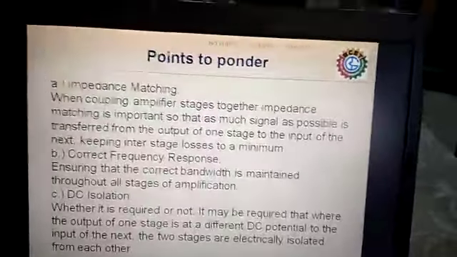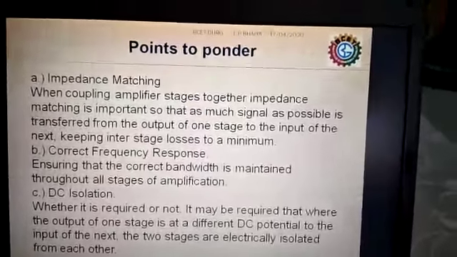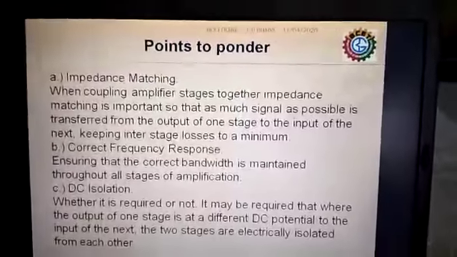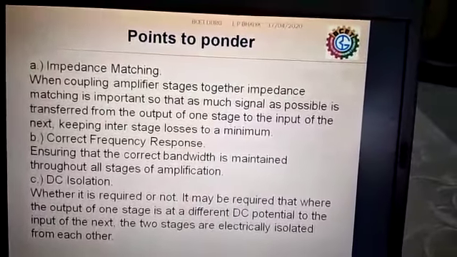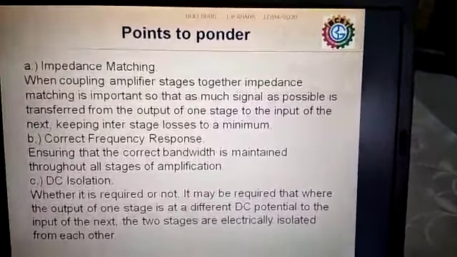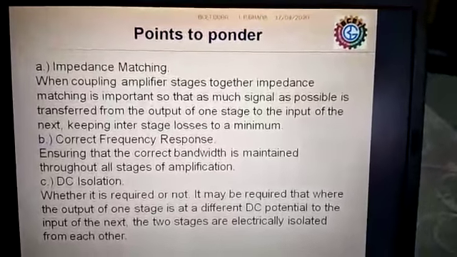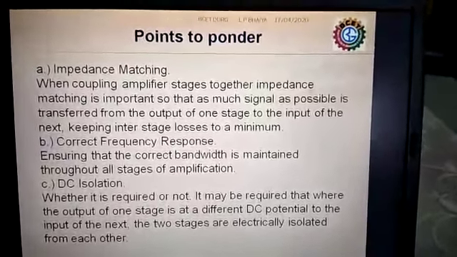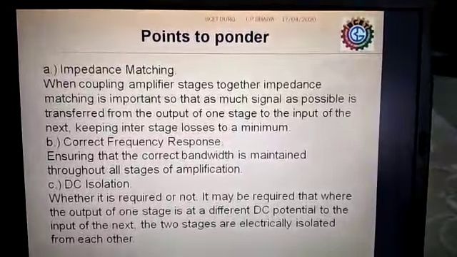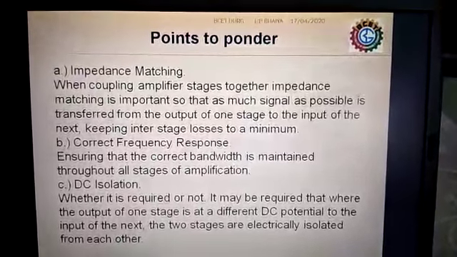Dear friends, for today it is sufficient of this cascaded amplifier general idea and coupling between stages. Next time we will go for the circuit, considering a two-stage circuit of the multi-stage amplifier.